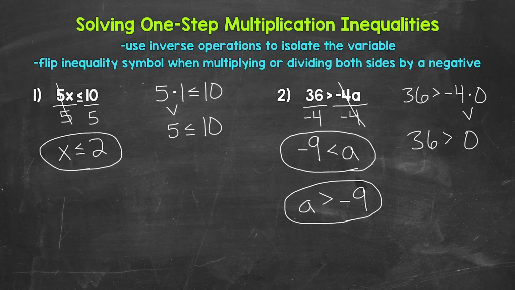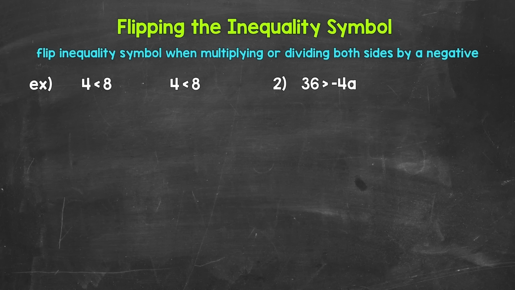Now, before we move on to division, let's take a look at flipping the inequality symbol and why this happens when we multiply or divide both sides by a negative. Let's start with the example 4 is less than 8. Is this inequality true? Of course, 4 is less than 8. Now let's divide both sides by positive 2 and see if this remains true.